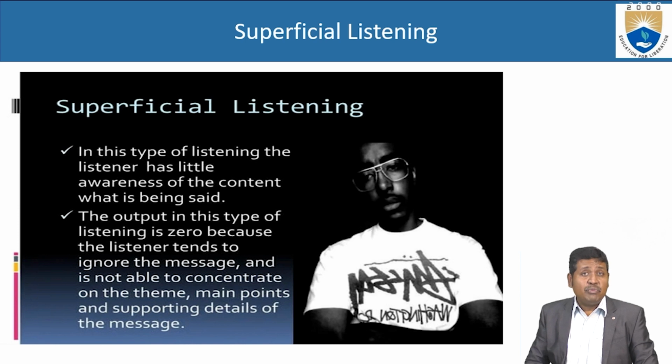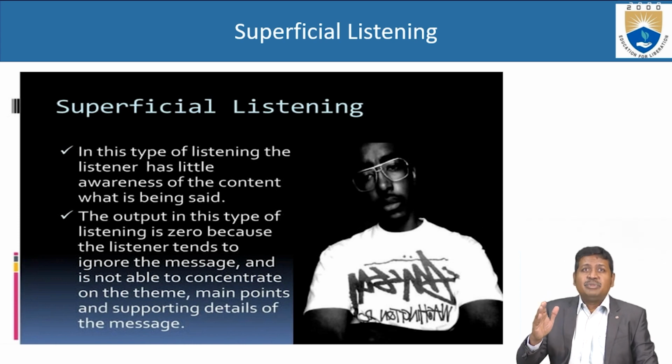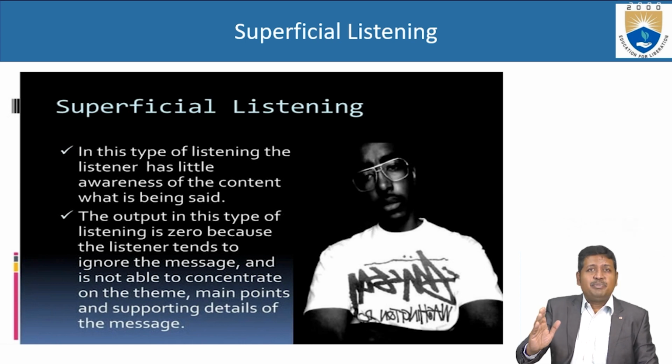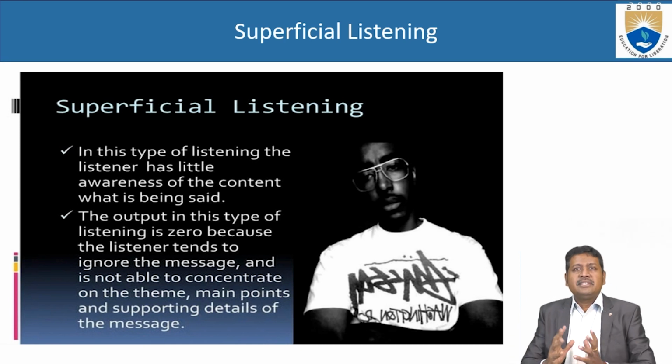Okay, fine. So one should not be a superficial listener. One should be an active listener, getting connected with the speaker, and understanding the main points and the supporting details. All this should be understood properly.